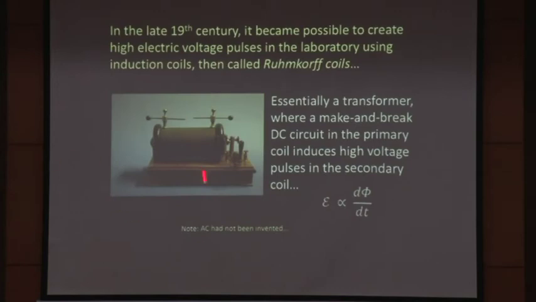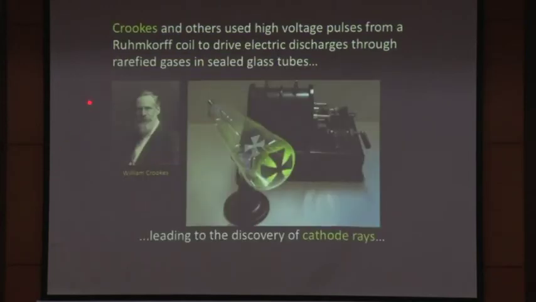Okay, a little bit of history here. If I go to the late 19th century, at that time we had something called Ruhmkorff coils. How many of you know about it? No, right? Those were induction coils. With the DC, and some kind of induction coil, people could generate higher and higher voltages. And then Crookes used those high voltage pulses to discover the cathode ray. This you probably know.